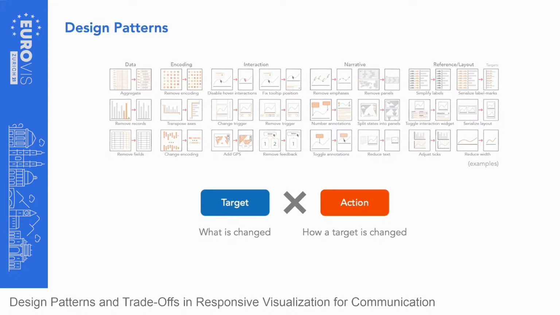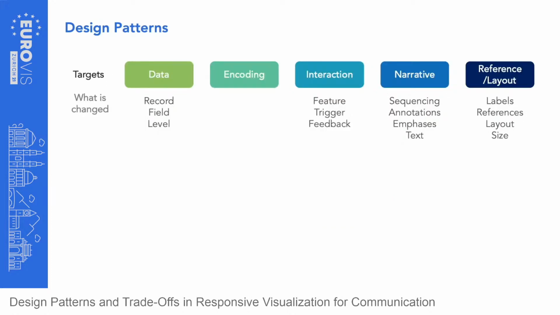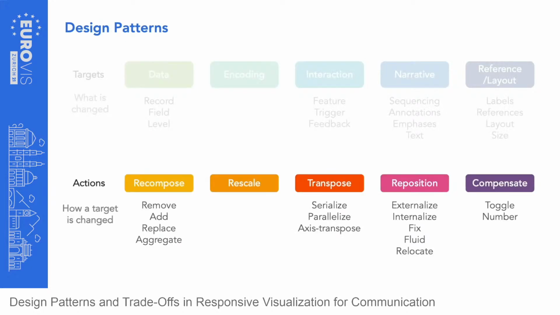Target refers to what is changed, and action refers to how a target is changed from a large screen view to a small screen view. In particular, there are 5 target categories, including data, encoding, interaction, narrative, and reference layouts. We also divide 5 action categories.